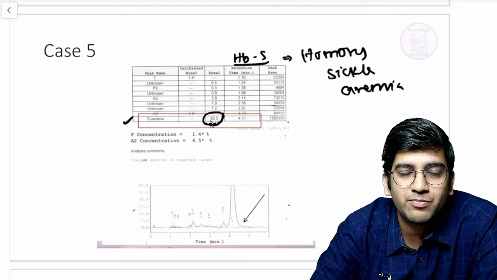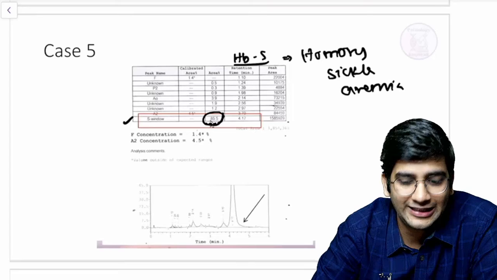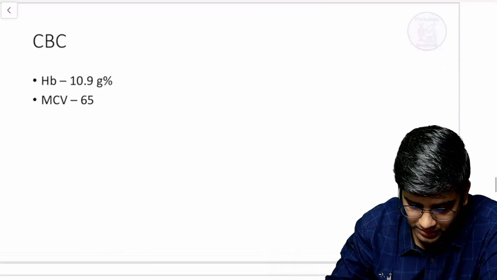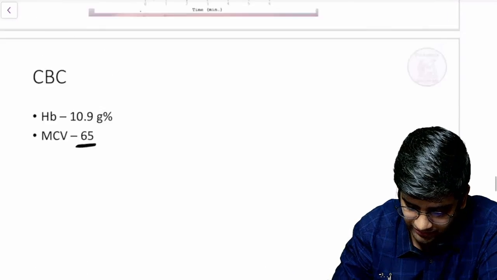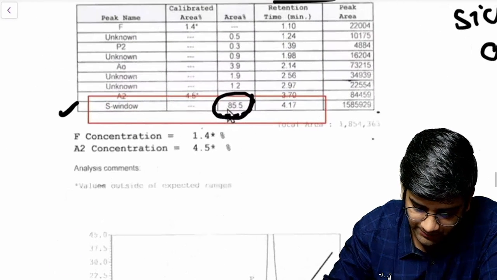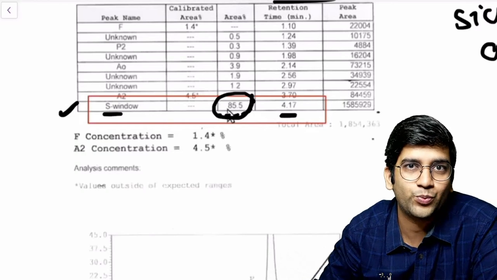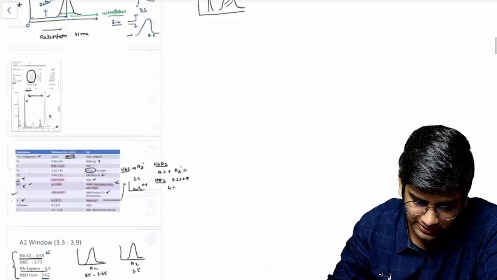So we broke our head for quite some time. And then we noticed a very, very subtle but a very important finding there, right? That's why I say, interpret everything continuously. And also the patient has microcytic anemia. Again, sickle cell anemia cannot be microcytic, right? What we did was, we looked at it again. S window, 85%, retention time of 4.17. We'll go back to our table once, right? The table where I had written all the retention times, right?